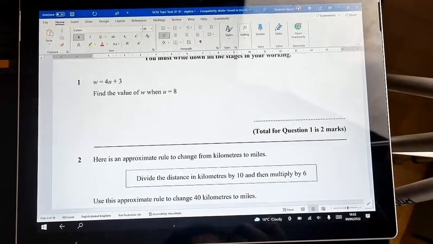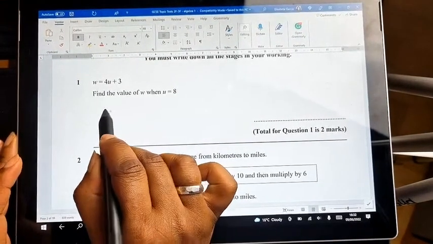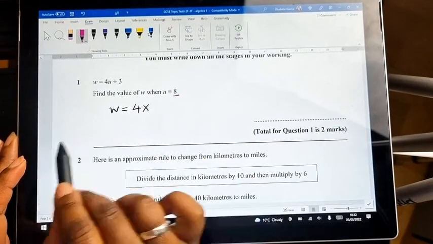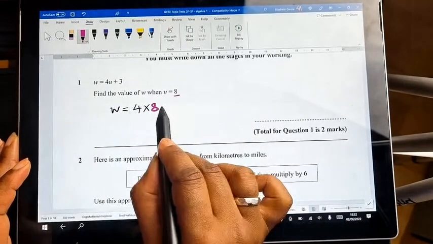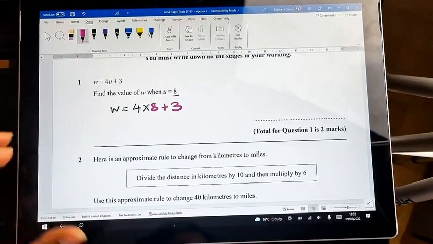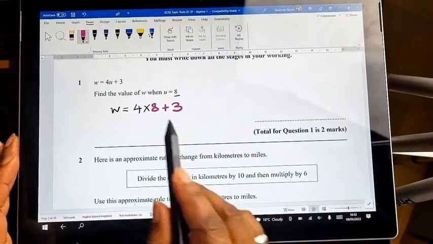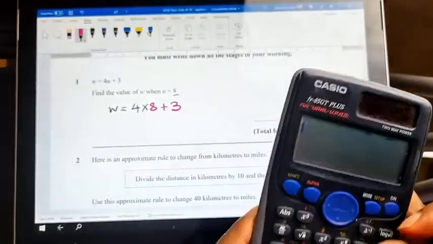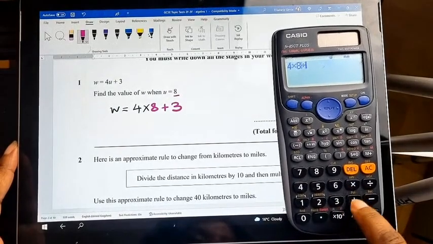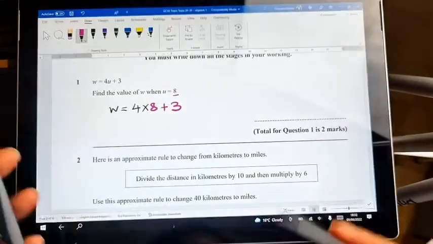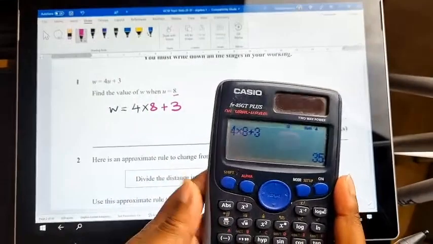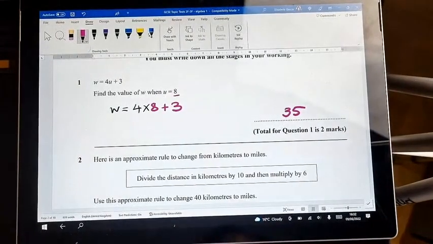So what I would like you to do, guys, straight away, you write W is equal to 4 times the value of U, which is 8, plus 3. And this is a really important part of getting as many marks as you possibly can, okay? So once you've done that, remember it's a calculator paper. I know some of you can do it from the top of your head, but just do as much as you can so you don't make mistakes, because we want to get full marks. Put it in the calculator, just get it through. This was less than a second.